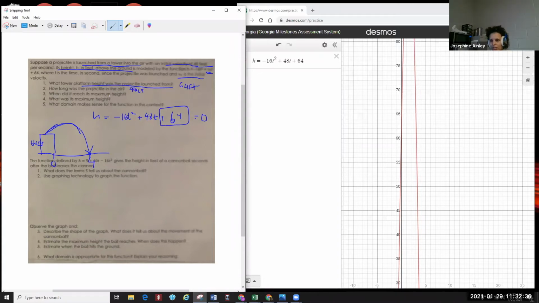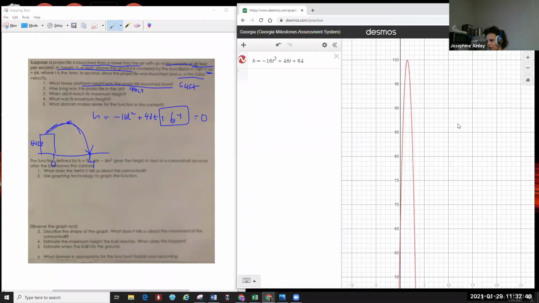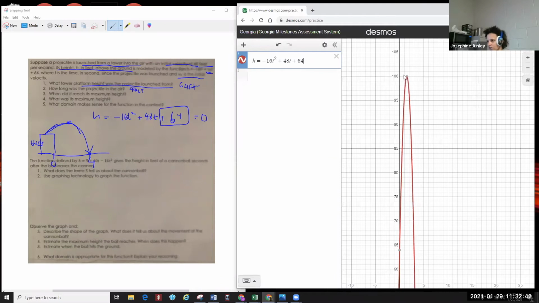When did it reach the maximum height? Where's the maximum height? This point right here. So again, you just come to the graph, you click in here, and you put your mouse. The first number is your x value, the second number is your y value. So my height is 100.